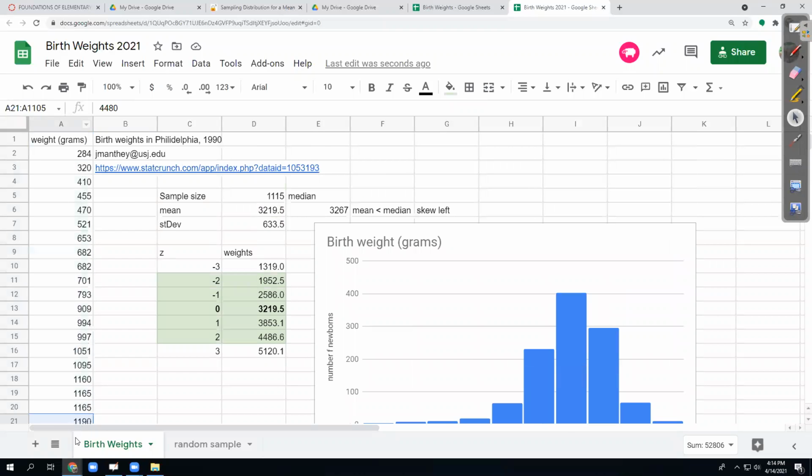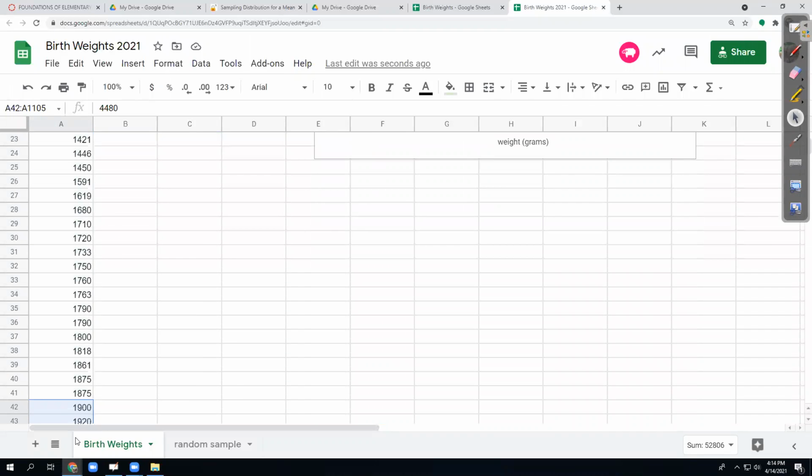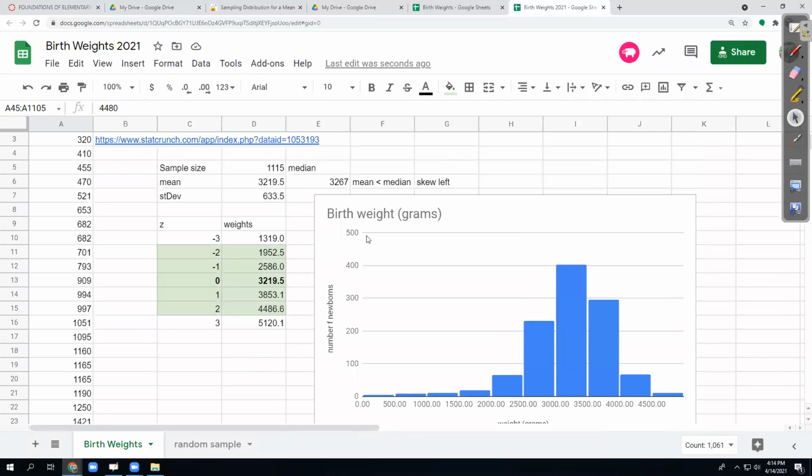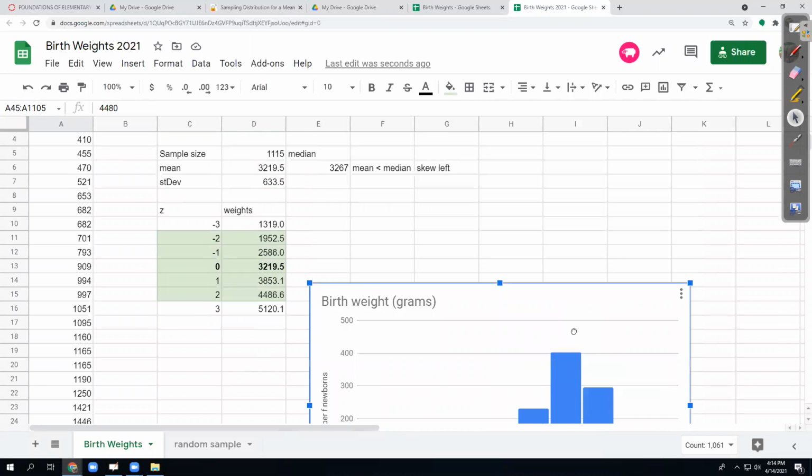Oh, too far. On a spreadsheet, when you highlight a bunch of numbers, in the bottom right they throw a summary statistic at you. They say, hey, we can add all those up for you, but I don't want them added up. I want the count. And so there's count. From my first number to my last number I highlighted, I count 1,061 numbers in that range. So I'm just going to go back up here and make a note of that. Let's move this out of the way.